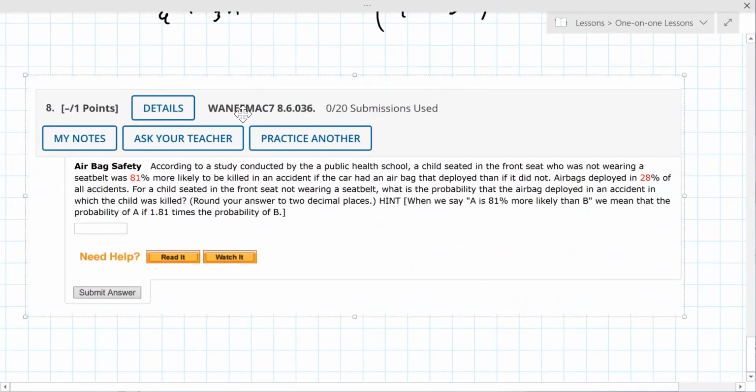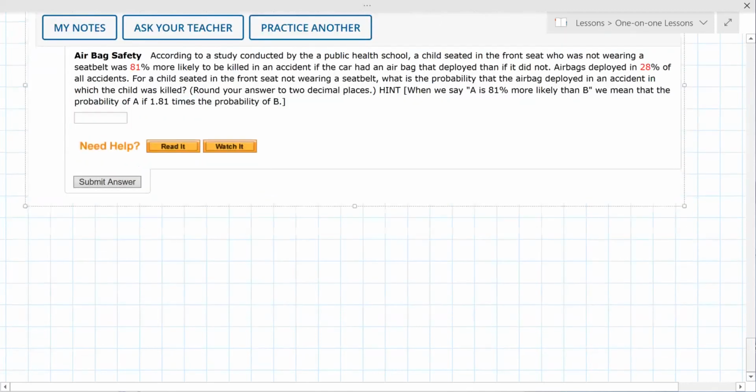All right. According to a study, no, another one, a child seated in the front seat who was not wearing a seatbelt was 81% more likely to be killed in an accident if the car had an airbag that deployed than if it did not. Airbags deployed in 28% of all accidents. For a child seated in the front seat not wearing a seatbelt, what is the probability that the airbag deployed in an accident in which the child was killed?